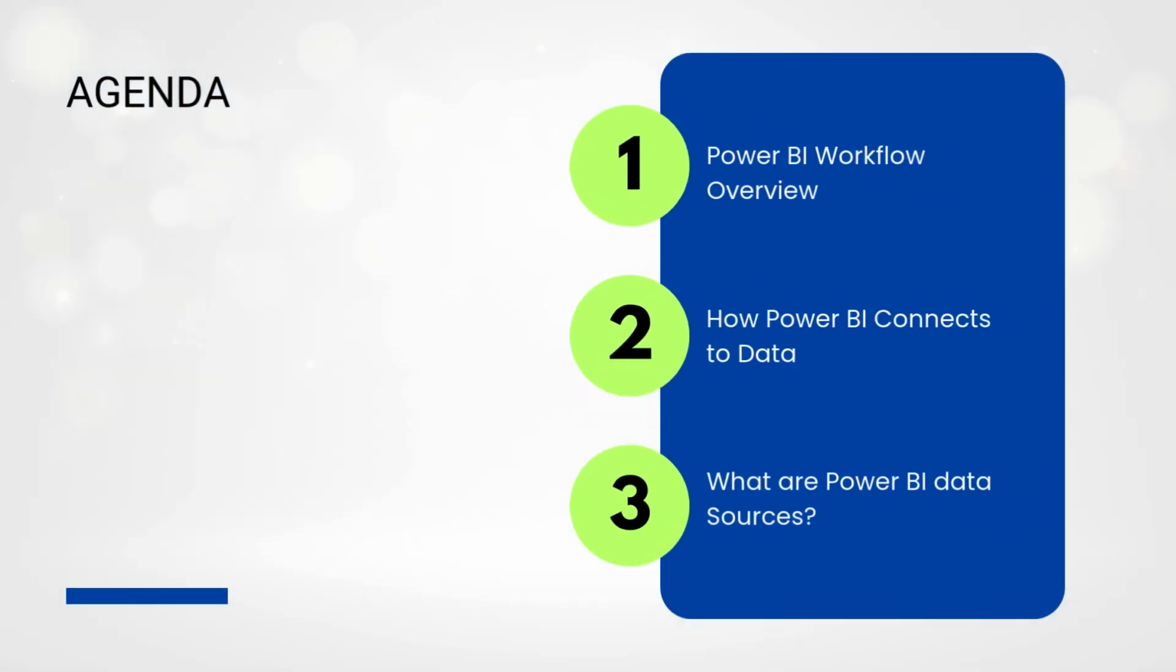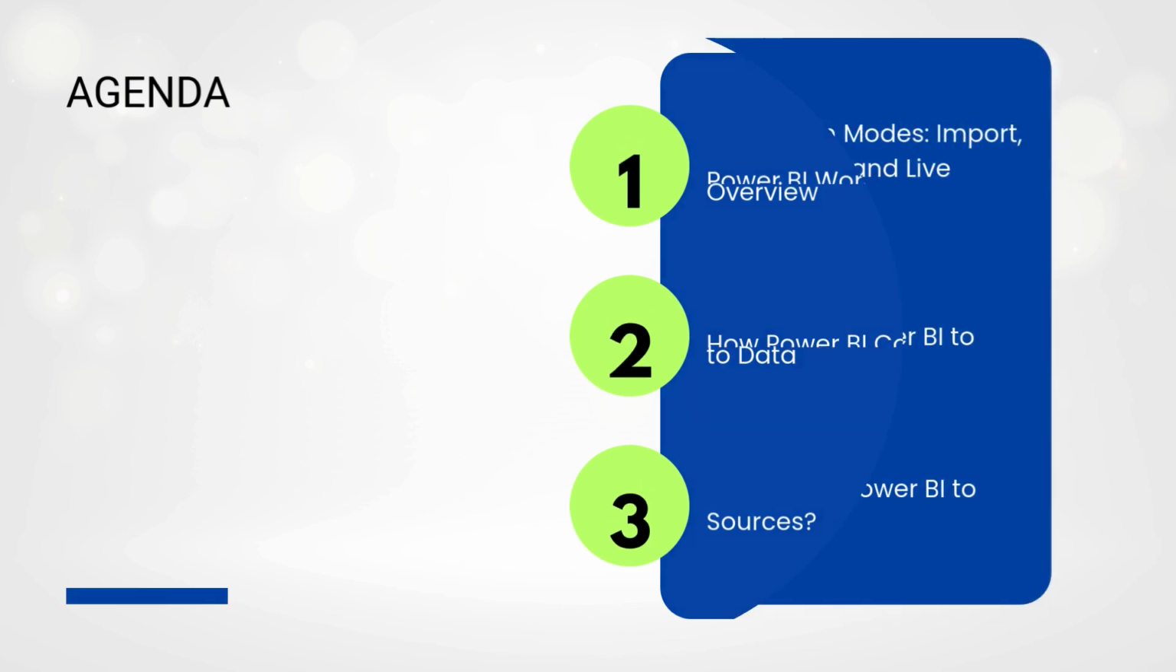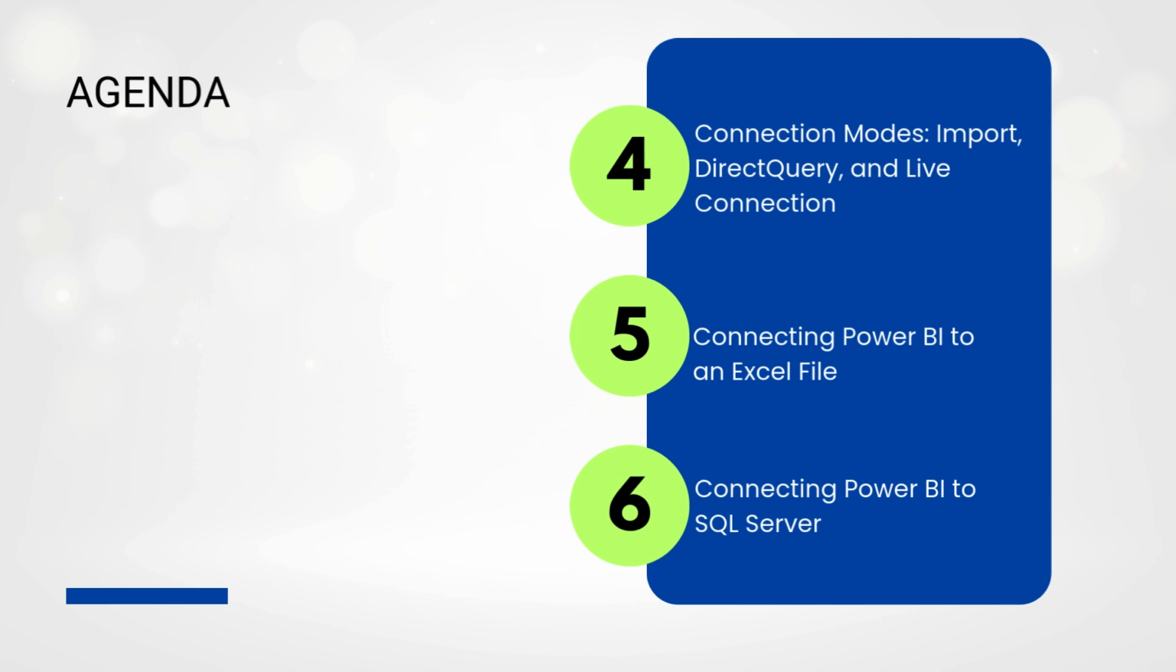Here is our agenda. We start with a quick overview of the Power BI workflow so you understand how data moves from the source all the way to your reports. Then we walk through how Power BI connects to data and look at the different types of data sources you can use. Next, we will explore three connection modes: import, DirectQuery, and live connection, and when to use each one.